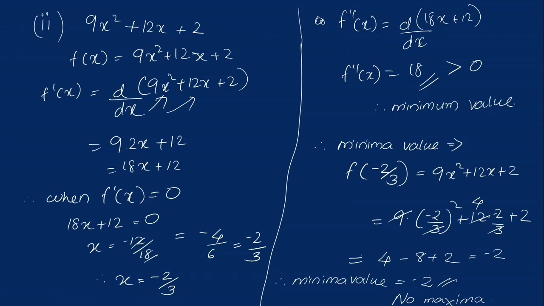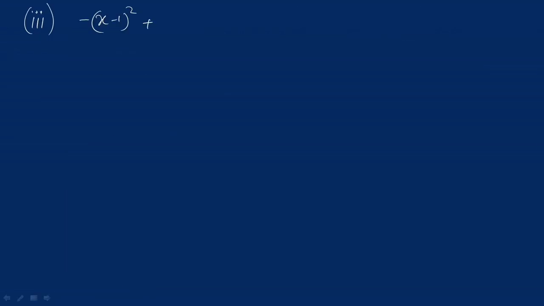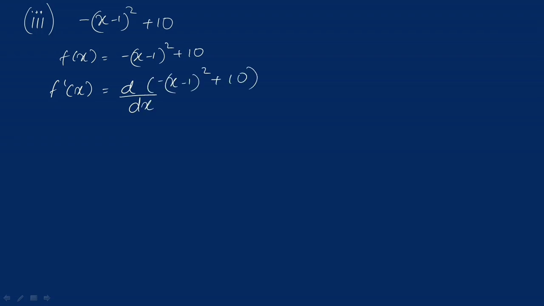That is minus (x minus 1) whole square plus 2 plus 10. So we have f of x is equal to minus (x minus 1) whole square plus 10. Then what is f dash of x? That is d by dx of minus (x minus 1) whole square plus 10. So what is minus (x minus 1) whole square? That is minus 2 into (x minus 1) into 1, and d by dx of 10 is 0.